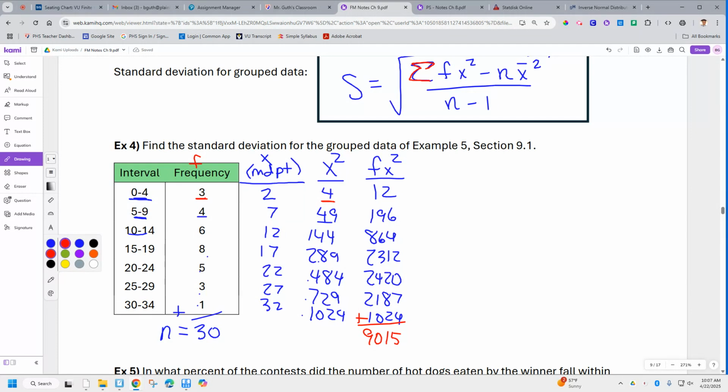Okay, so if you look at your formula, S equals the square root of sigma fx squared. That's going to be 9,015 right there. Minus n, we said, was 30, times x bar squared. We don't know that one yet. X bar is the mean. Over n minus 1, well, n was 30, so that's going to be 29. We almost have all of our formula filled in. We're going to need that x bar.